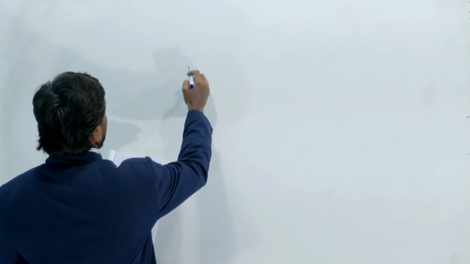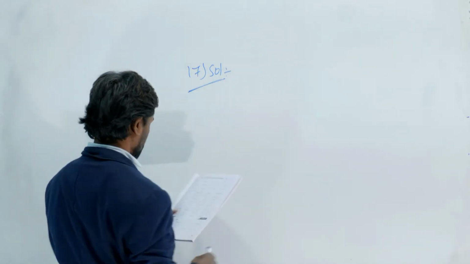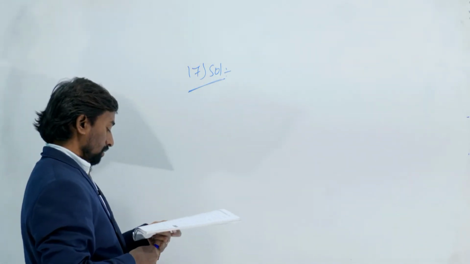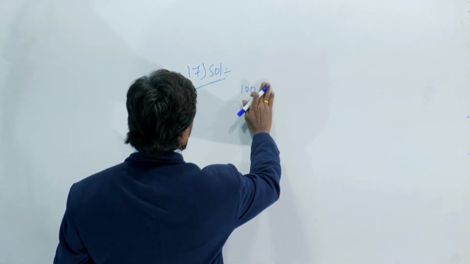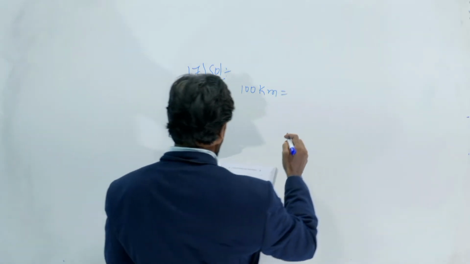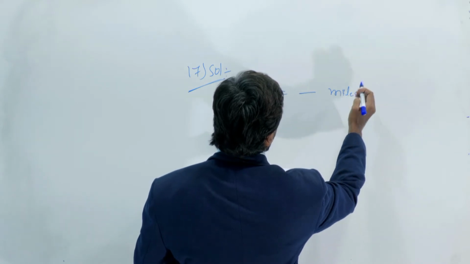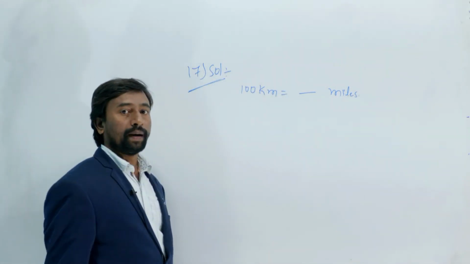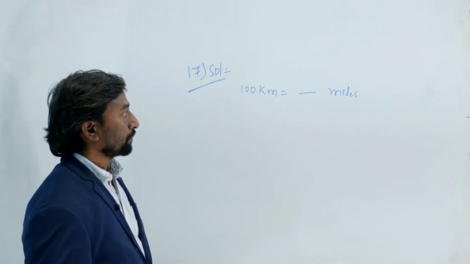17th question. 17th one. So 100 kilometers is equal to dash miles. 100 kilometers, how many miles? 100 kilometers is equal to how many miles there, okay?